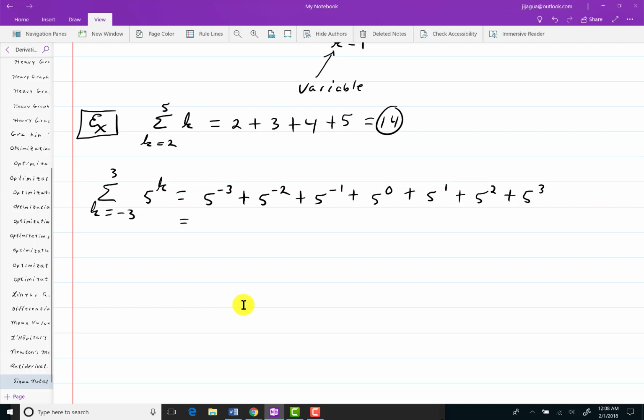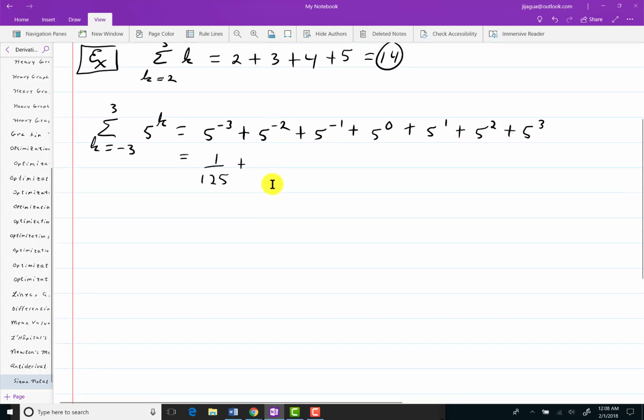Let's see, 5 to the -3 is 1 over 125. 5 to the -2 is 1 over 25. 5 to the -1 is 1 over 5. 5 to the 0 is 1. 5 to the 1 is 5. 5 squared is 25, and 5 cubed is 125.